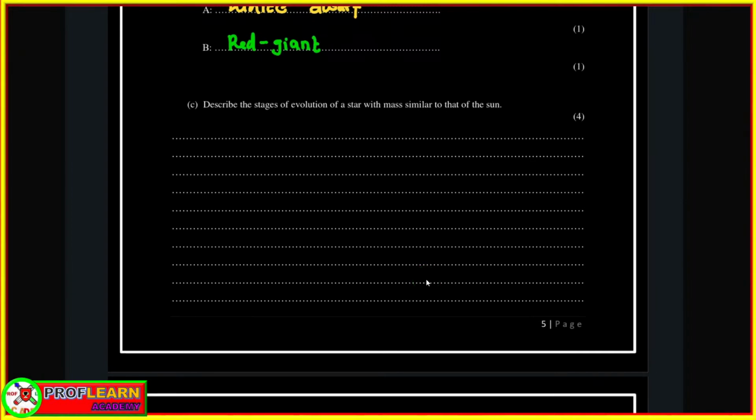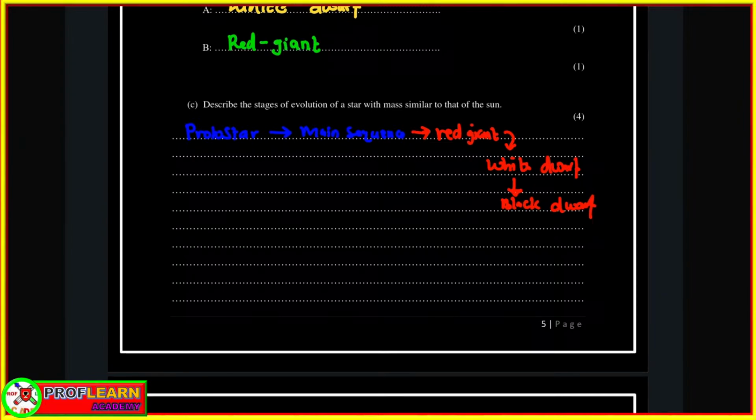So the first thing you need to remember is that when you are describing this stage, you must give details, and you must also be chronological, in a nice and good order. So you start from protostar, you move to the main sequence, then to the red giant, then later to the white dwarf, which cools down to become a black dwarf.